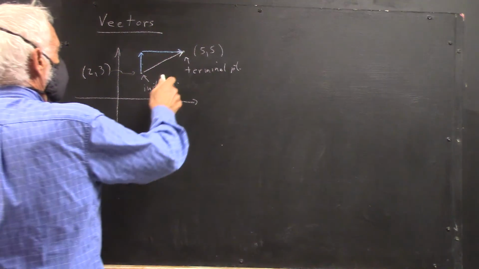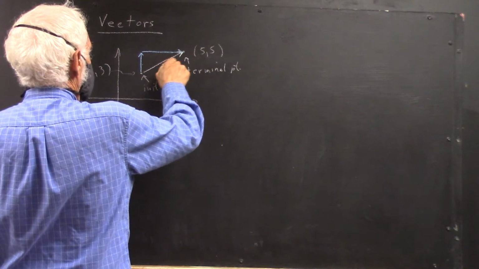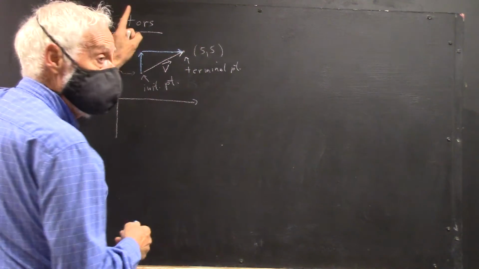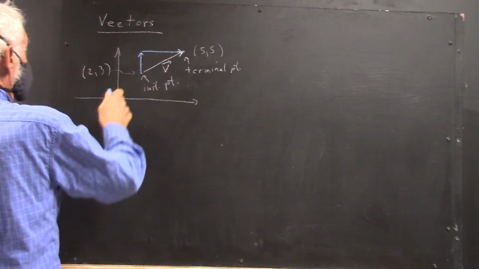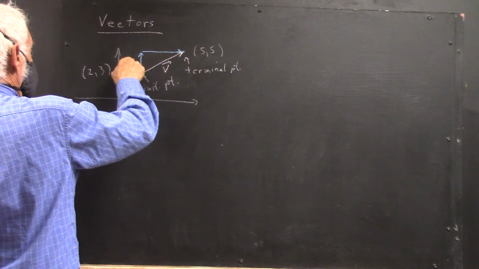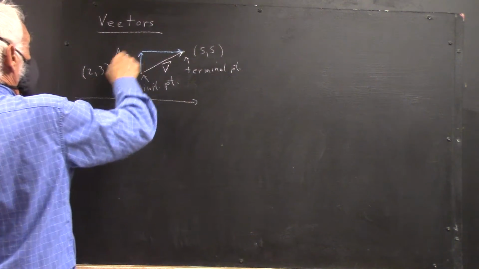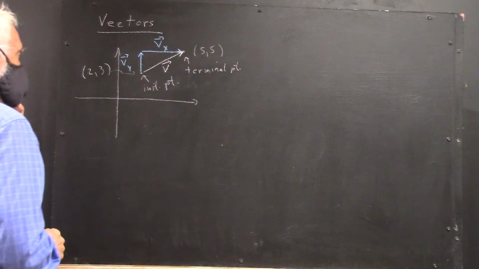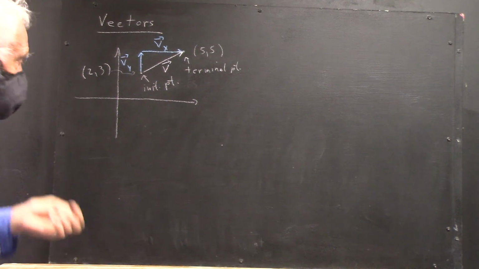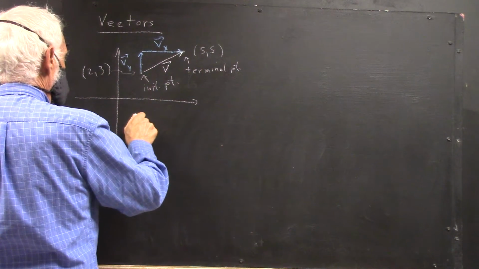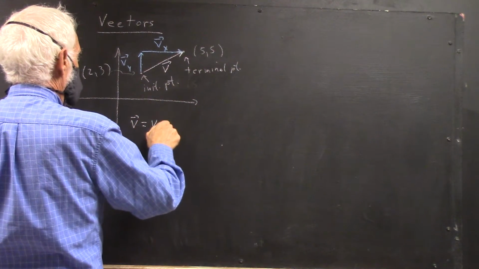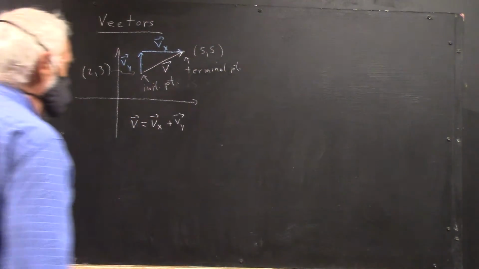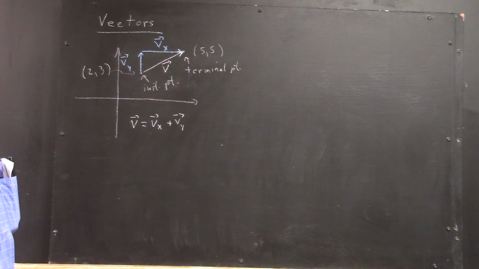So if I call this vector V, then this vector is in the y direction. So we're going to call this Vy, and then it's easy to see that we better call this Vx. And we can say that V equals Vx plus Vy. Make sense?